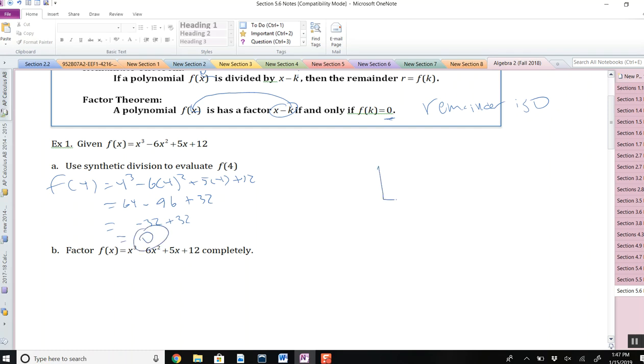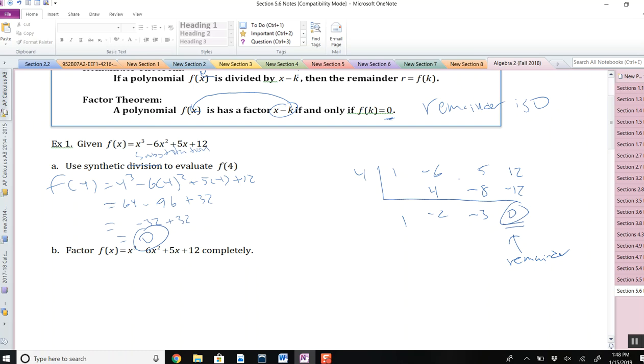Now, if you decide to use synthetic division, or what we call synthetic substitution, that's actually probably a better way, because we're not actually doing a division problem here. 1, -6, 5, and 12. Put 4, drop the 1, 4, -2, -8, -3, -12, 0. So notice how our remainder here is 0 and it's the same thing as that.